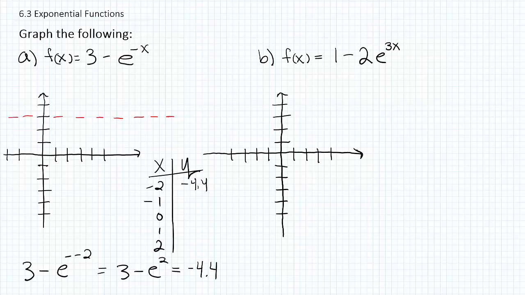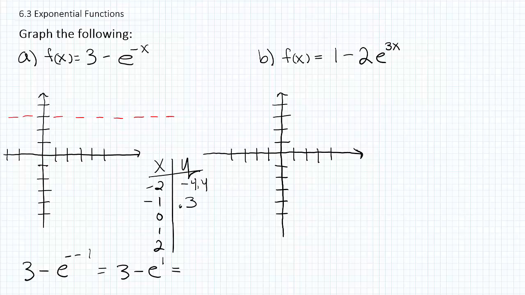If I do the same thing, but this time plugging in -1, I'll basically have 3 minus e to the 1, right? Because -1 would make this e to the 1. And if I evaluate that, I will end up getting 0.28, so let's call it 0.3.